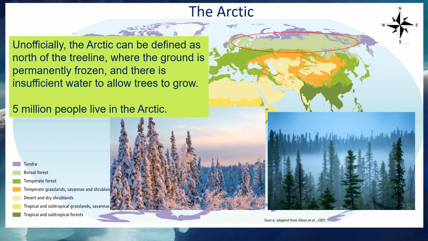Unofficially, the Arctic can be defined as north of the tree line. So the tree line, if you have a look at the area that's circled in red on the map, that's the boreal forest, or sometimes called taiga. So that's a biome, and it looks a little bit like the pictures at the bottom of the screen here.